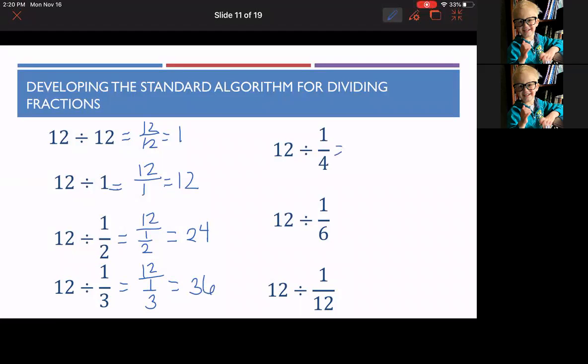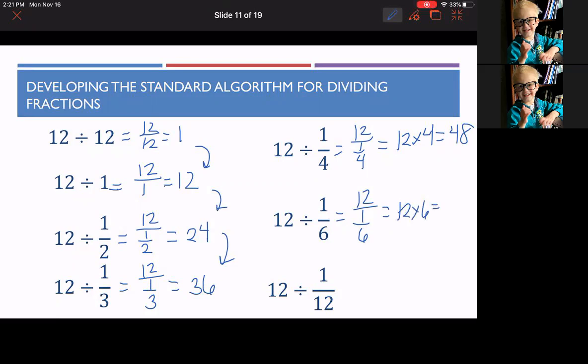What's going to happen here? 12 divided by 1/4. Or here, 12 divided by 1/6. Do we see a pattern that's happening? We just thought about how many 1/4 pieces are in each whole: 4. And now there's 12 wholes. 12 times 4, 48. So this can also help develop this idea of multiplying by the reciprocal. Same idea, 12 divided by 1/6. How many 1/6 pieces fit in a whole? 6. How many do we have? 12 of them. So 12 times 6 is now 72.